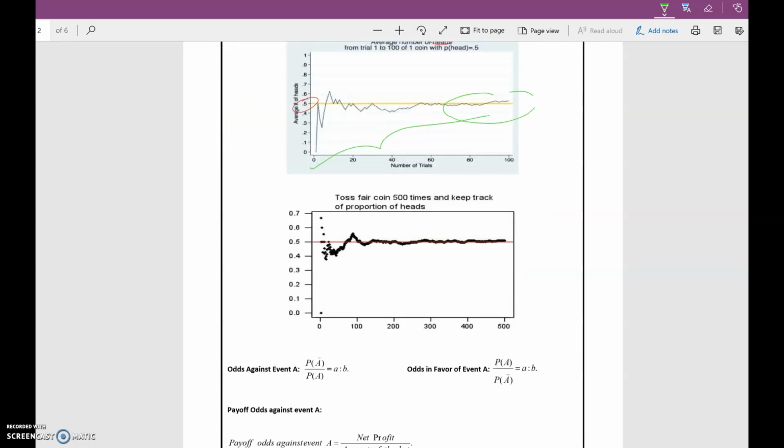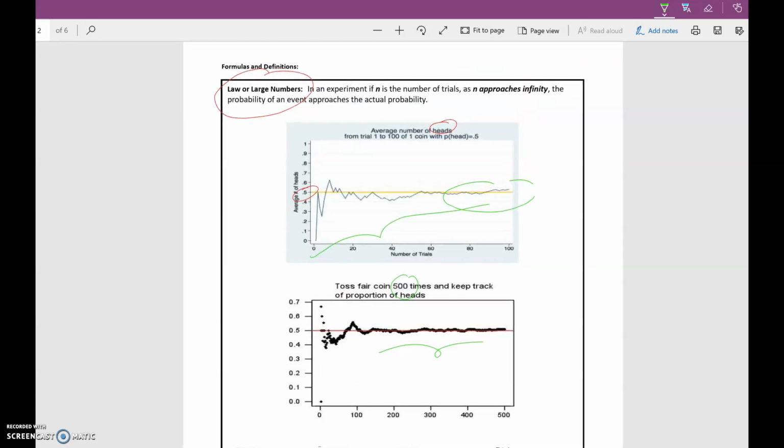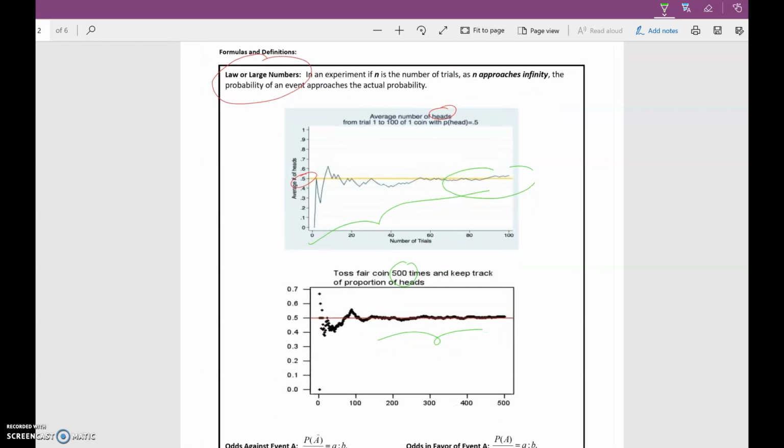You can actually see it here, how the distribution after a ton of actual trials approaches the theoretical probability of 50%. So that's what the law of large numbers refers to: in the long run, as n increases, you're going to be approaching the theoretical probability of the event if you run it as an experiment.